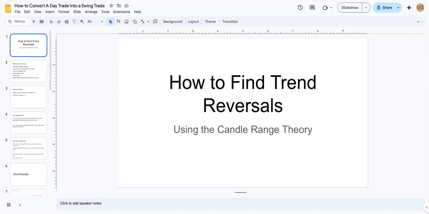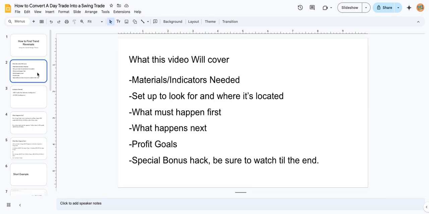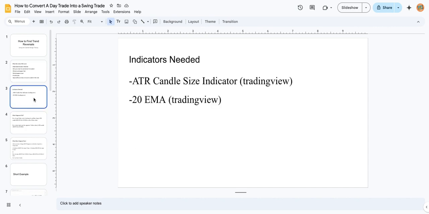A candle range theory trader back with you for another video on how to find trend reversals using the candle range theory. So let's not waste time and get right into it. This video is going to cover the materials and indicators that you will need, the setup to look for and where it's located, what has to happen first, what happens next, your profit goals, and a special bonus hack. So be sure to watch this video to the end so you don't miss that.